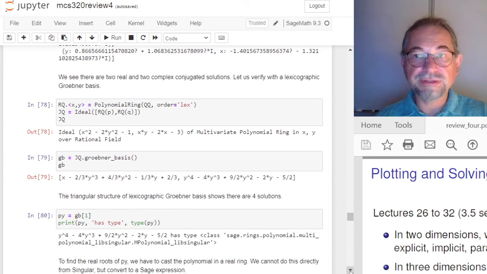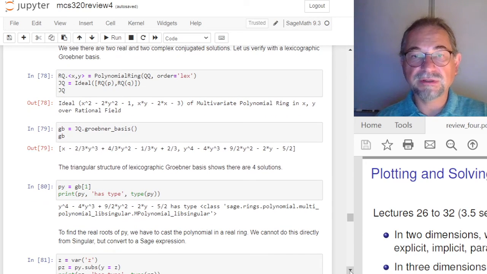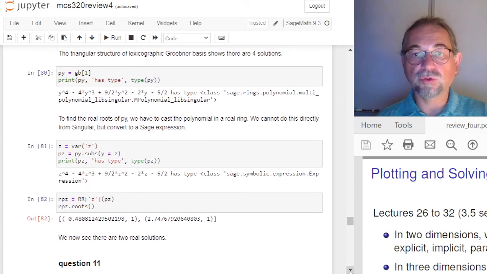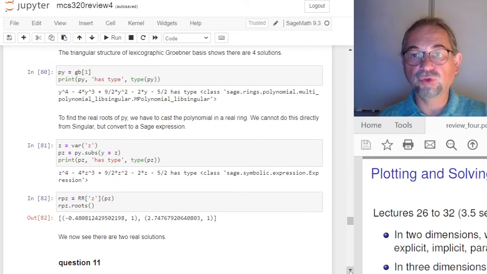There are also other ways to do this. What I haven't done here is via resultants, so that would be an equally good way. You could work with the explicit Gröbner basis and then also solve. So here you see the two real solutions. This gives you the coordinates of one of the real solutions. So this gives you the y coordinates.